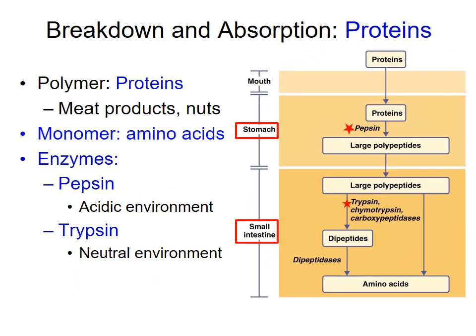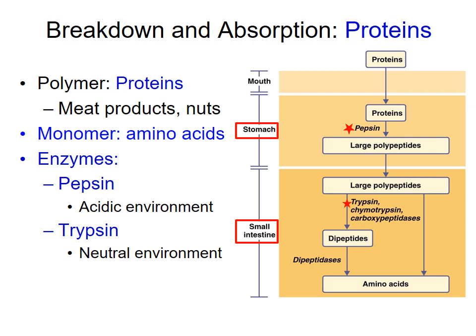Our next section of macromolecules is our proteins. We want to break them down into amino acids. Most of us get our proteins from consuming any type of meat product. Obviously, you can get it from a wide variety of items, but meats and nuts tend to be the highest category to consume proteins in your diet.